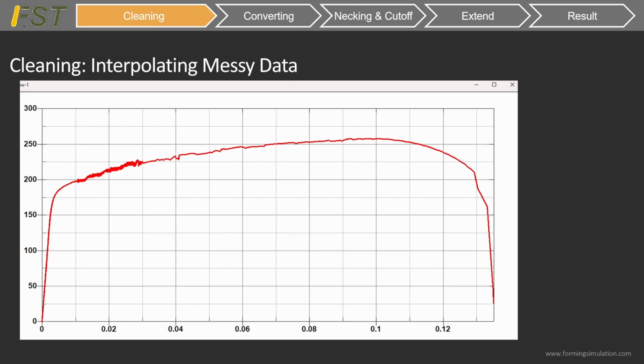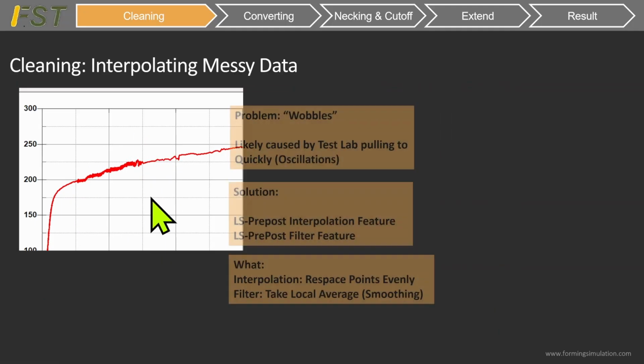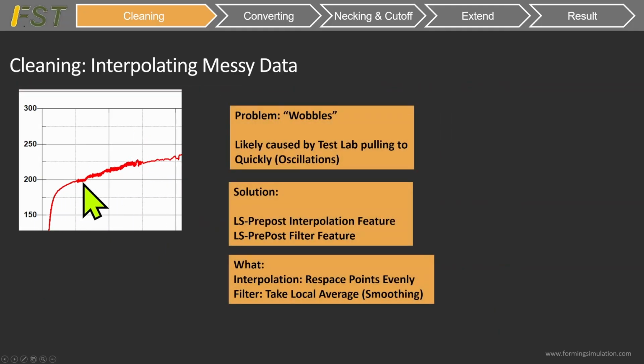Okay, but let's go back to our original, the 0 degree gauge, and look at the data the lab gave us, and we can immediately see we have a little bit of a problem here. So we have these wobbles right after the yield point. So these are very likely caused by the test lab pulling the sample too quickly, causing these sort of oscillations. And it's very common in a lot of test lab data. It's not physical, and it is something that needs to be corrected.